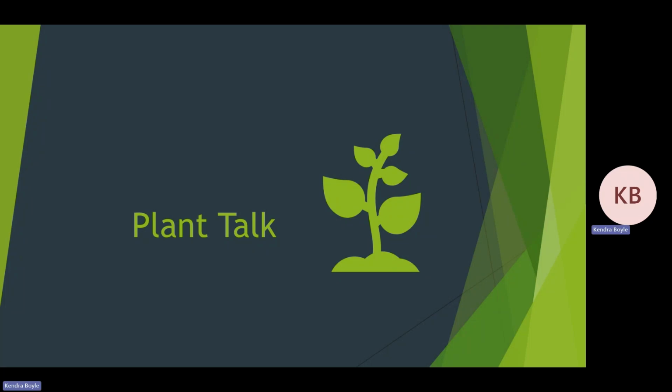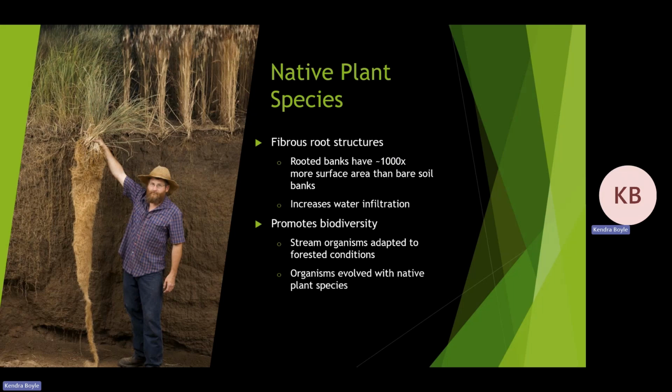So now we're going to have a quick discussion about plants. So let's talk about native plants and why it's important for landowners to have native plants on their property and around their riparian buffers. We could see in the picture on the left a real life example of the difference between native grasses and non-native or invasive grass species.